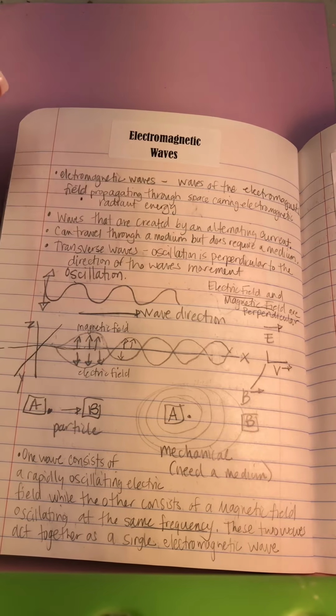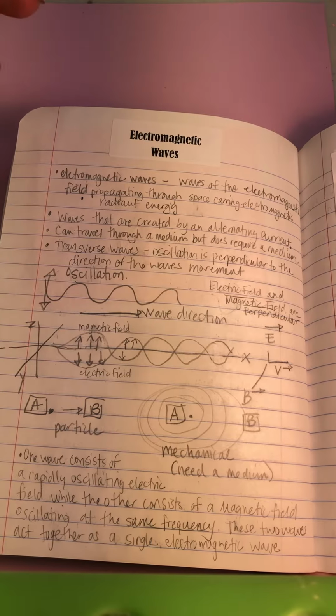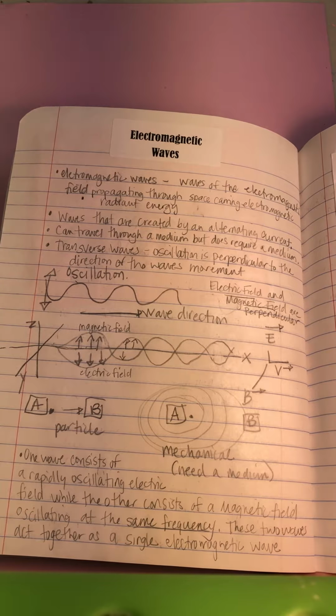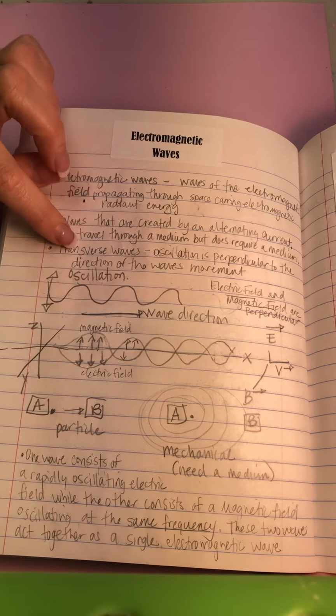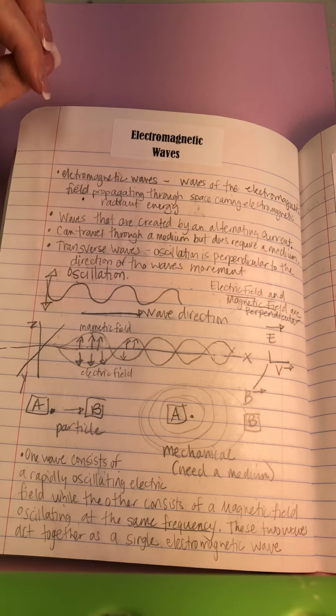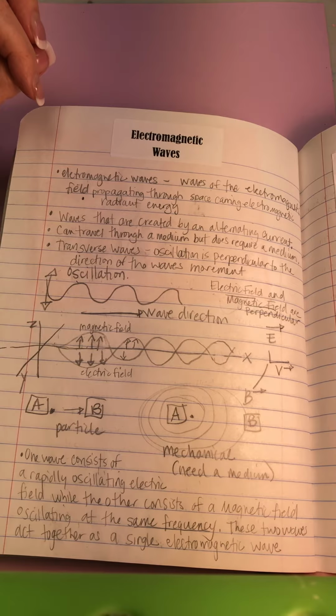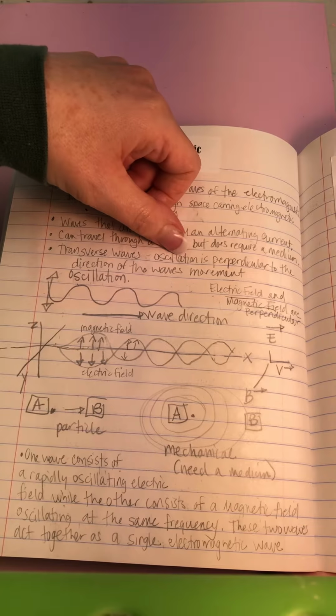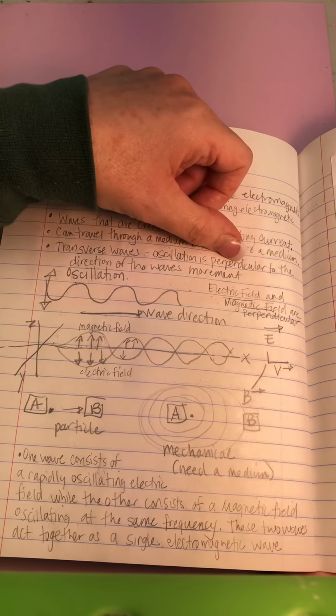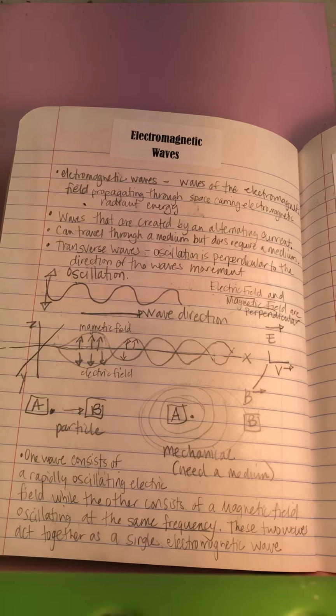And so that's what's neat about the electromagnetic waves compared to the other waves that we studied, sound and water waves and such. They are of the transverse category versus the ones that are the longitudinal, like sound. So in a transverse wave, the oscillation is perpendicular to the direction of the wave movement.